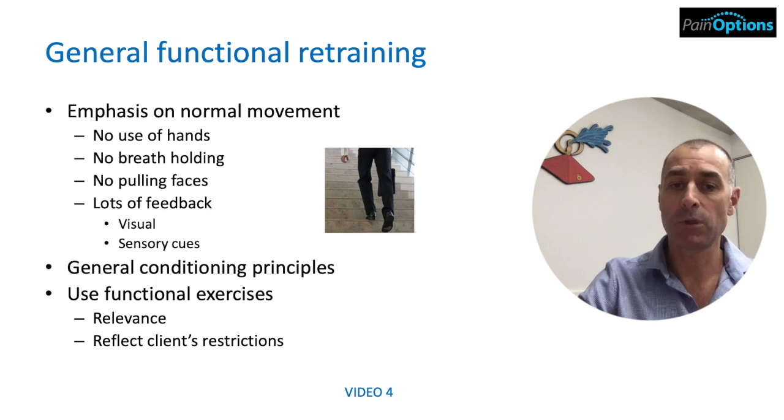So we condition them using the principles we've talked about earlier in terms of 3 times a week for strength and 5 times for cardiovascular. And we use functional exercises that are relevant to their problem and reflect their problems as well. So it's the things that they can't do, we're trying to get them increased capacity in their ability to do that.